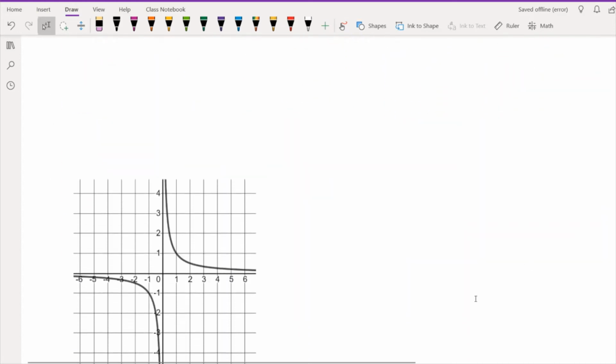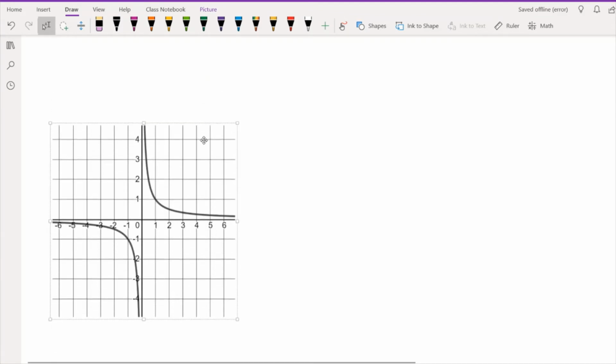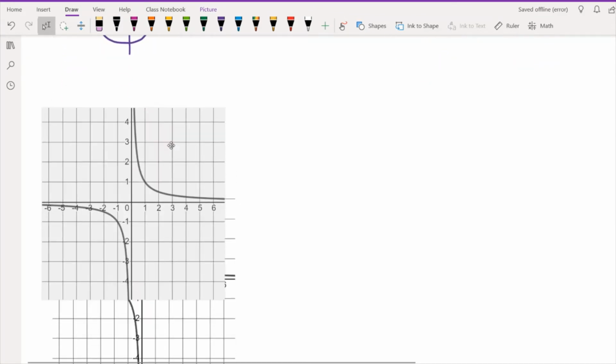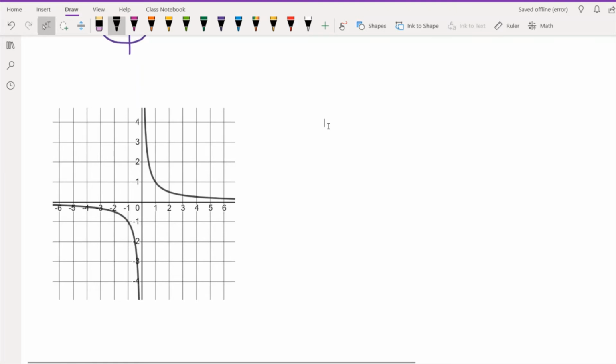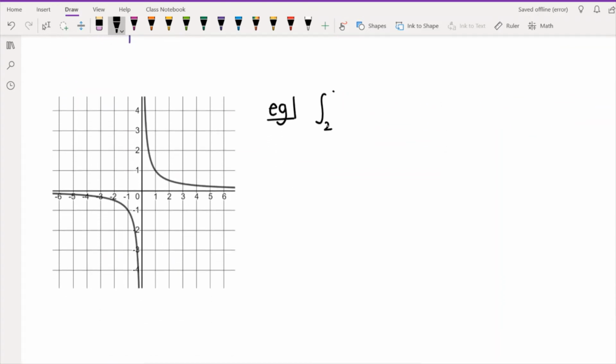All right, let's do one more example, and then we'll get into seeing basically why this theorem is true. So the last example I want to look at is the integral from 2 to 6 of 1 over x dx. So in this case, we're looking at the area between 2 and 6. So that's going to be this area here.